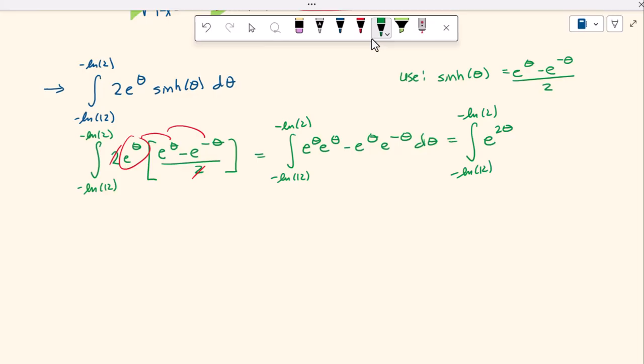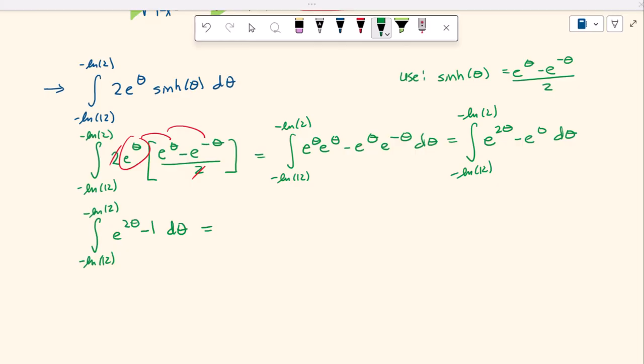And then this next one, e to the theta times e to the negative theta, theta minus theta is 0, so this is minus e to the 0. But e to the 0 is 1. Anything to the 0 power is 1. So that's e to the 2 theta minus 1 d theta. This looks a lot better than it did. So I think we're doing pretty good here. Let's go ahead and look at next steps.